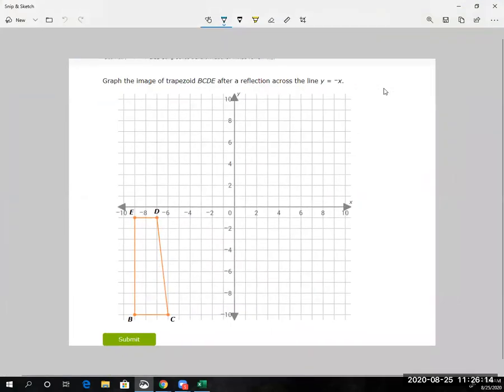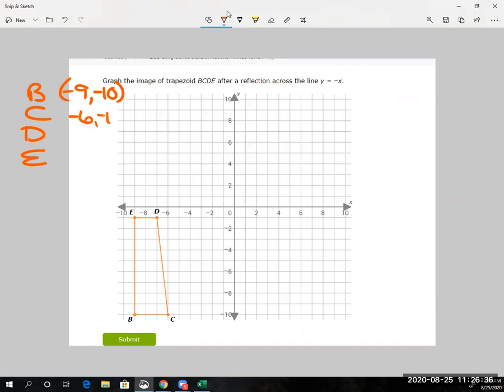Okay, so first I need to write out what points I have for this orange one already. So I've got B, C, D, E. B is negative 9, negative 10. C is negative 6, negative 10. D is negative 7, negative 1. E is negative 9, negative 1.